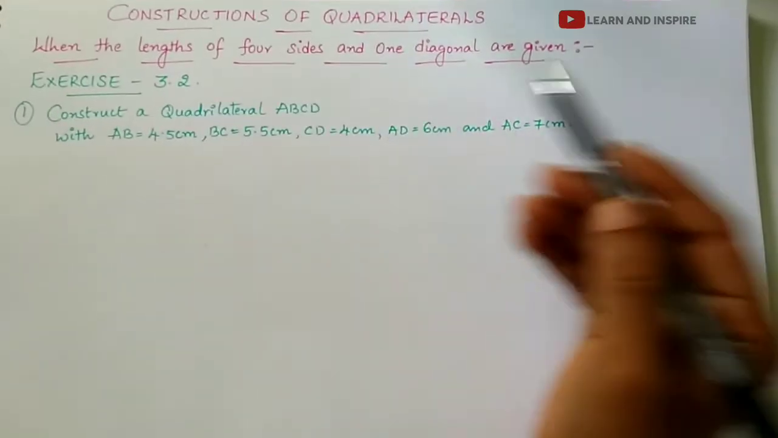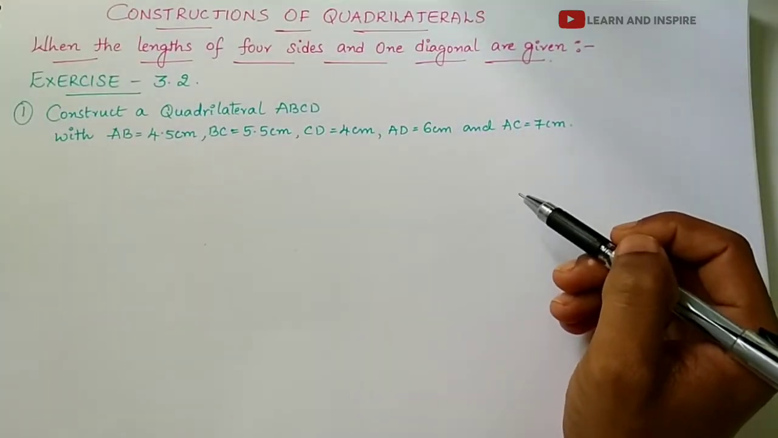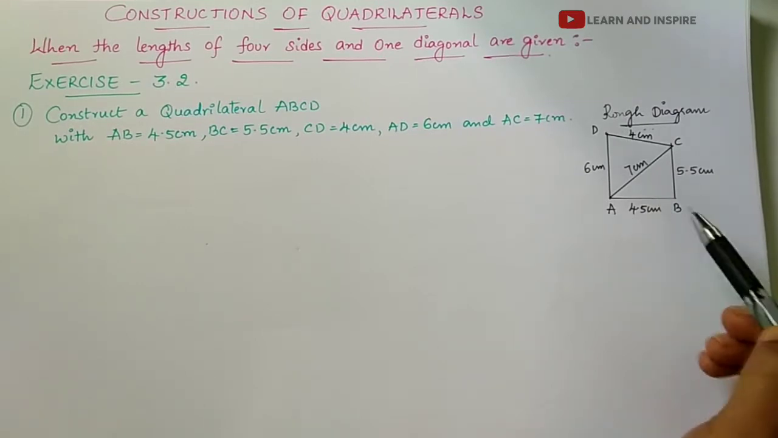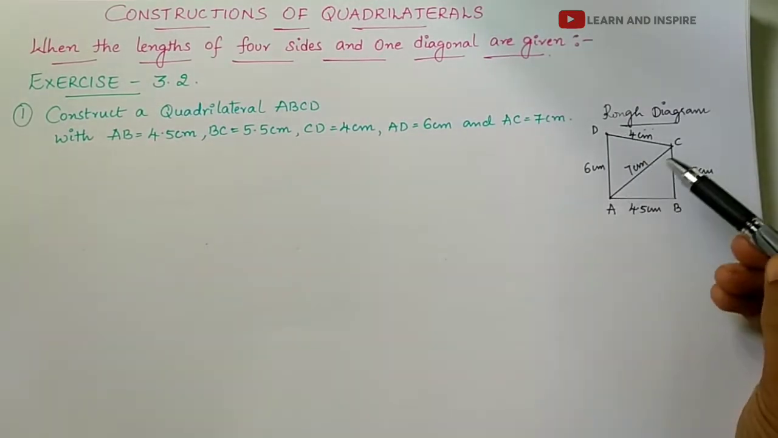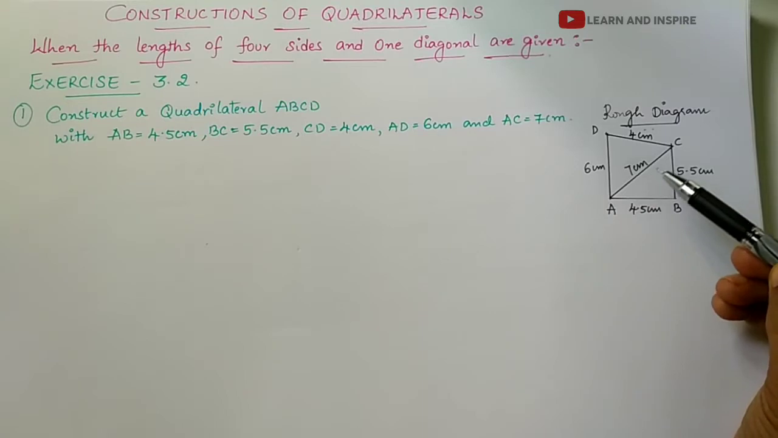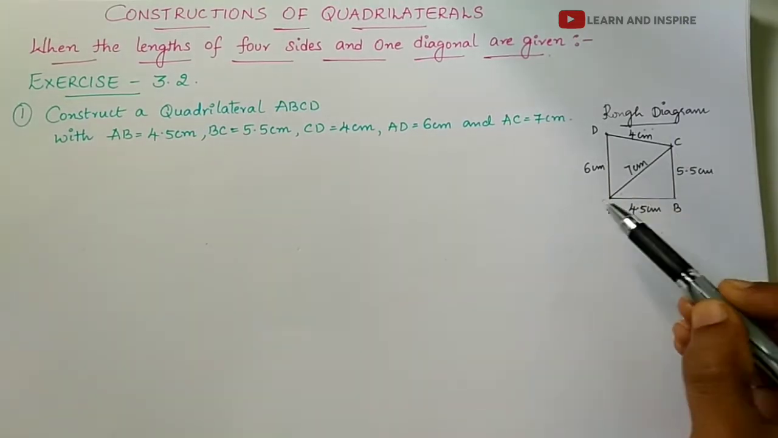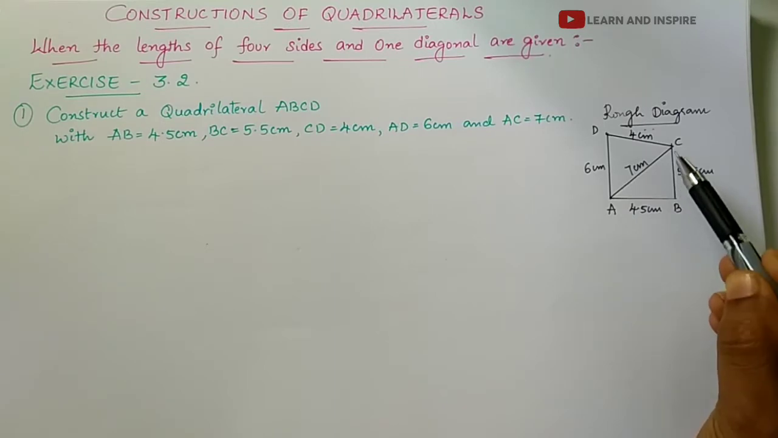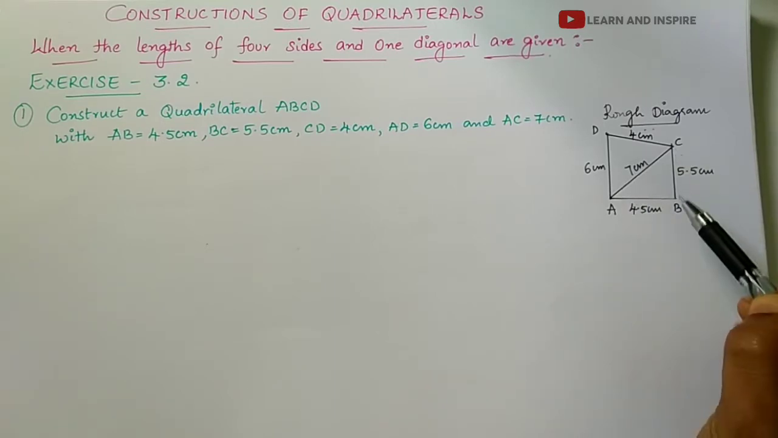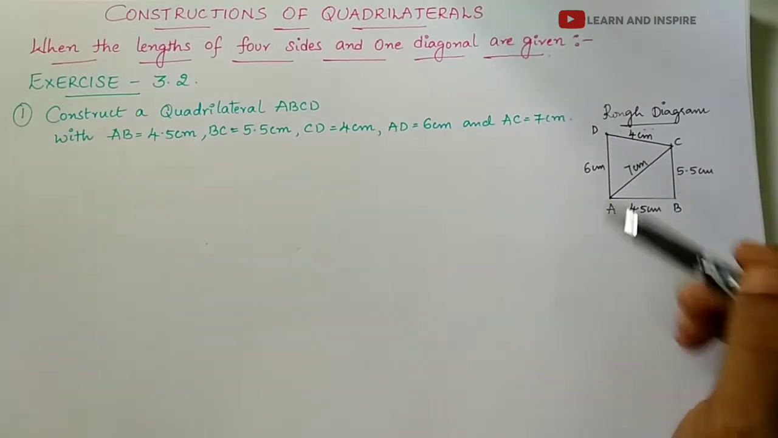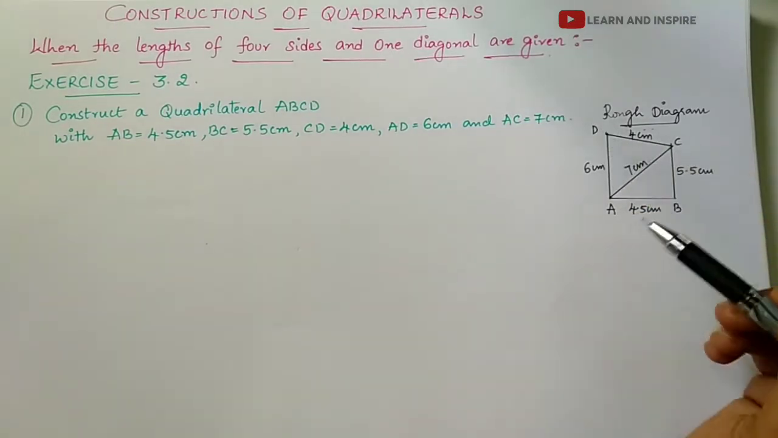So before constructing, we draw the rough diagram. So here is the rough diagram, ABCD and diagonal. So what is the diagonal here? AC is the diagonal. So before constructing this quadrilateral, first we need to construct a triangle ABC. Okay. So after that, with C and A as centers, we can cut the arcs and join all these points.